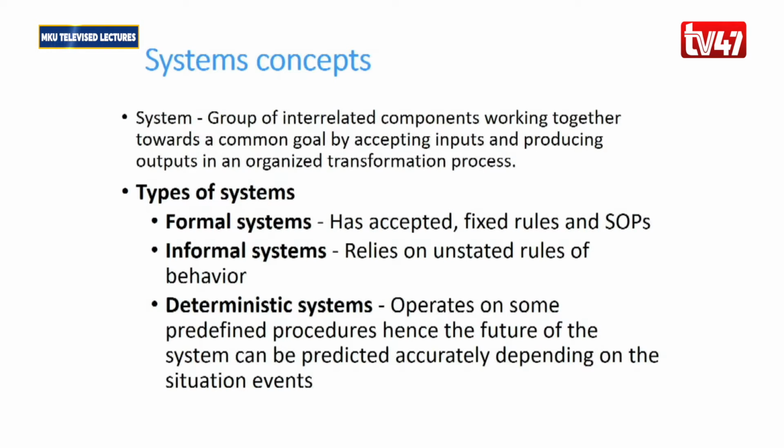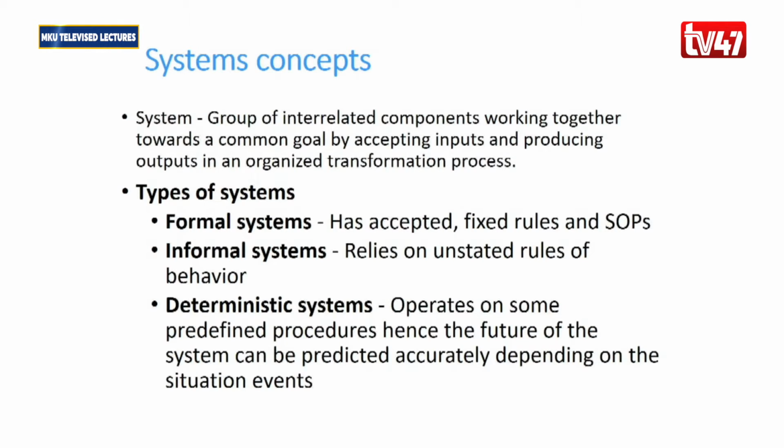So basically, a system is a collection of interrelated components that work together, a set of components that work together with an aim of achieving a particular objective. We say that a system is a group of interrelated components that work together towards a common goal by accepting inputs and producing outputs in an organized transformation process. So we are looking at different parts or components that all together work to achieve a common objective, and that is what forms a system. Just like a body system, we have the head, the brain, the hands, the legs. All of these components work together to achieve a common human-related objective.